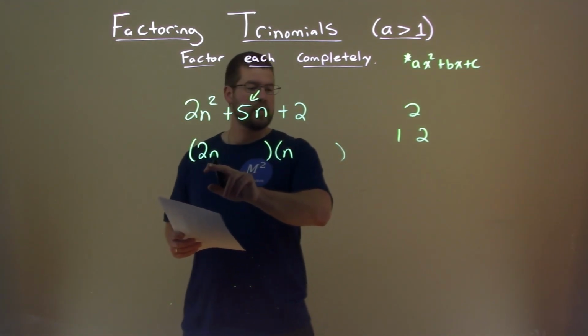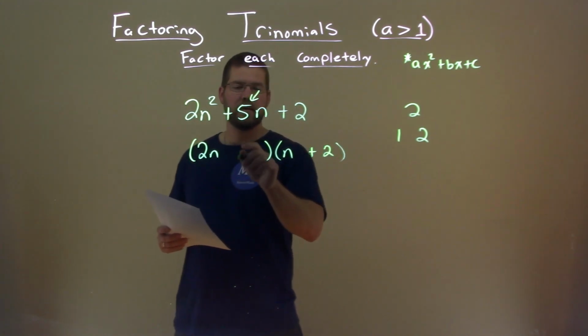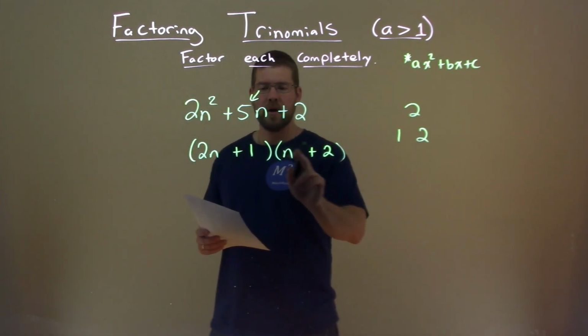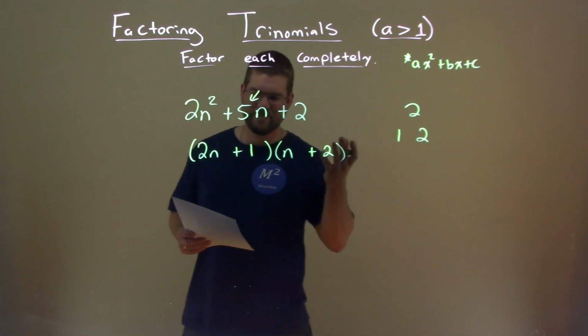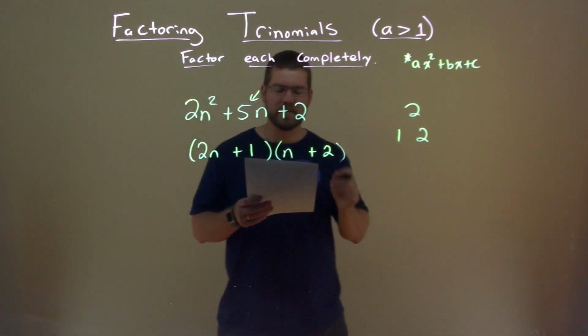So opposite of where the 2n is, I have to put this 2 right here. And then right here, I put the 1. And so 2n times 2 is 4n, plus 1 times n, which is 5n. So there we have our factored form, 2n plus 1 times n plus 2.